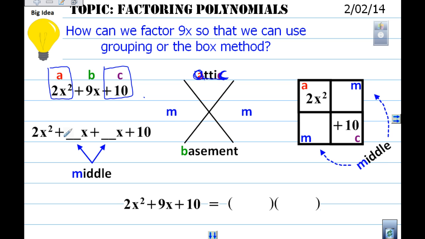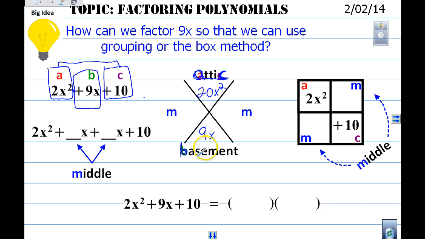And trinomial is 3, right? So it's always going to be an A, B, and C. So what goes in the attic? It's A times C. So 2x squared times 10, 20x squared. And then B, make that B, the basement, darker. That stands for the remaining term right here, 9x.